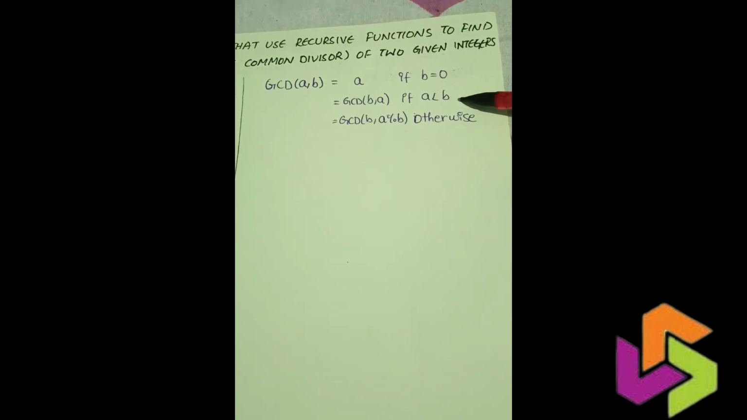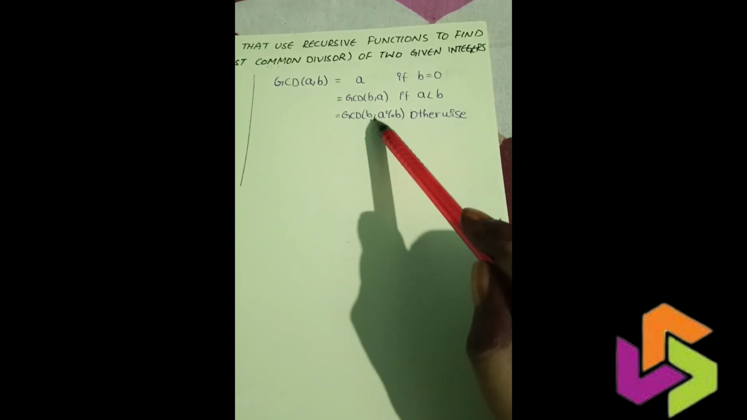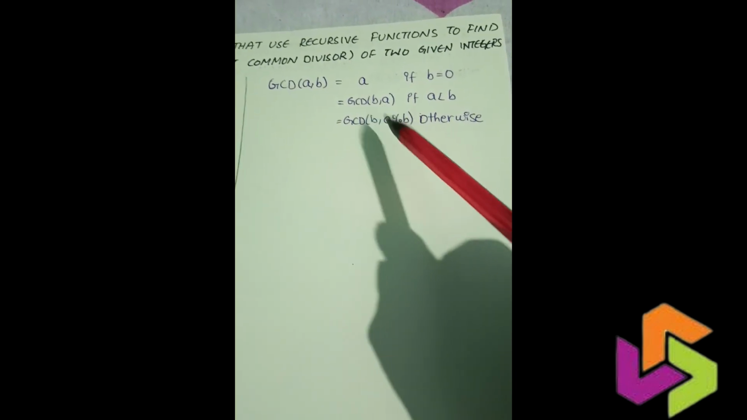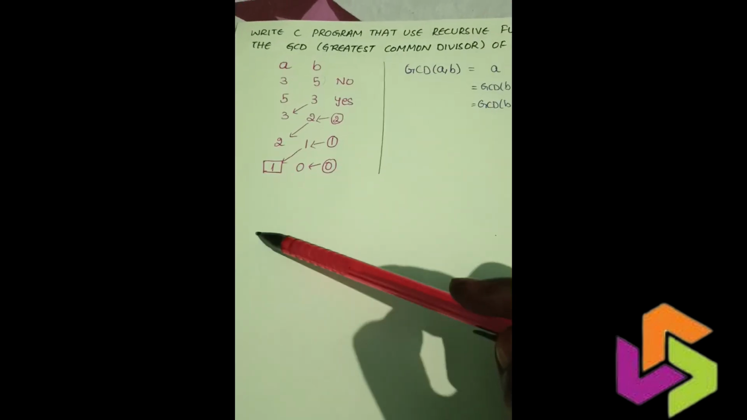And if a is less than b, we reverse these two values. That is, a becomes b and b becomes a. So we write GCD of b comma a. Otherwise, GCD of b comma a mod b. We already saw this in this case. So now let's write the code for this and run the program.